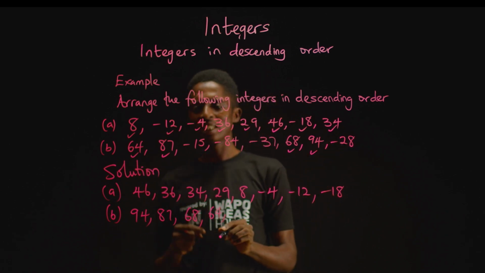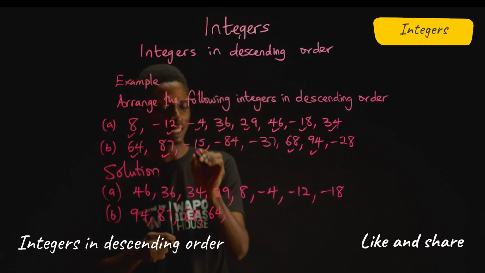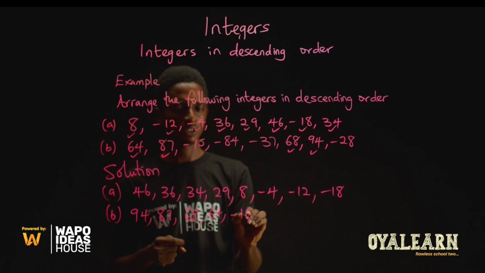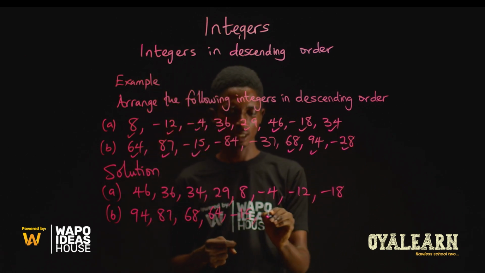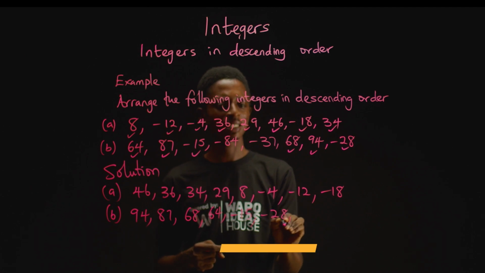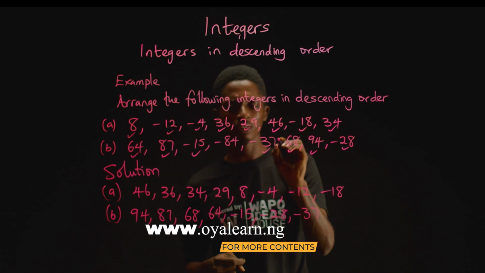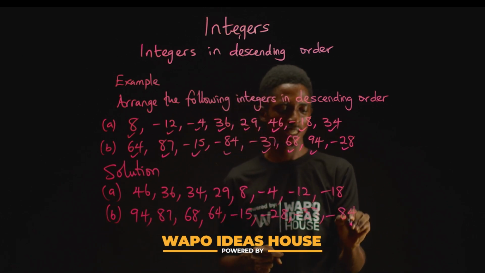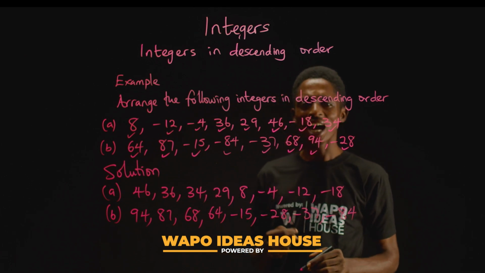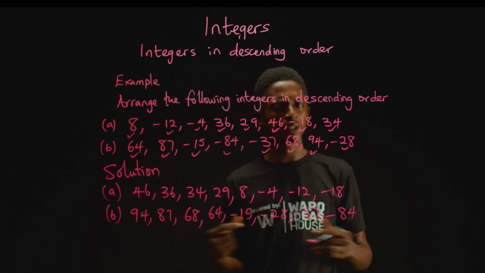we are left with negative numbers. And then the one with the highest value is -15, followed by -28, then -37, and then finally -84. Arranging numbers can be very tricky, but ensure that you follow the flow.